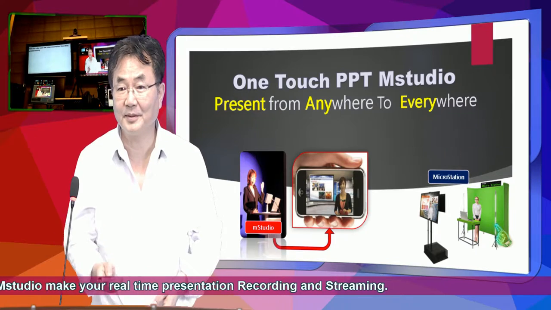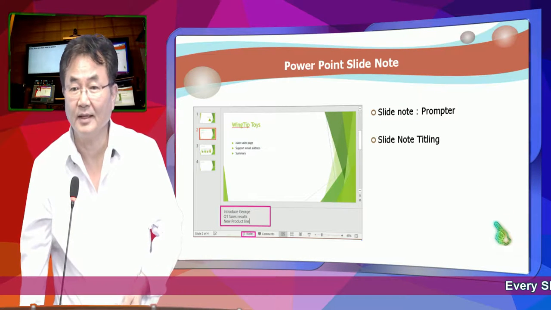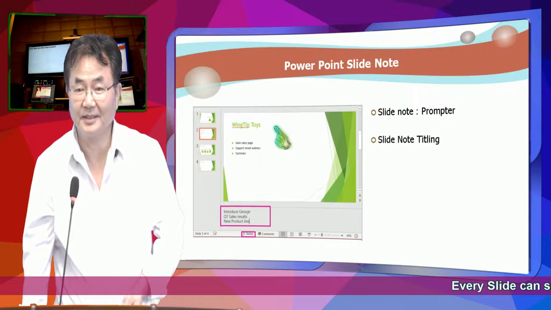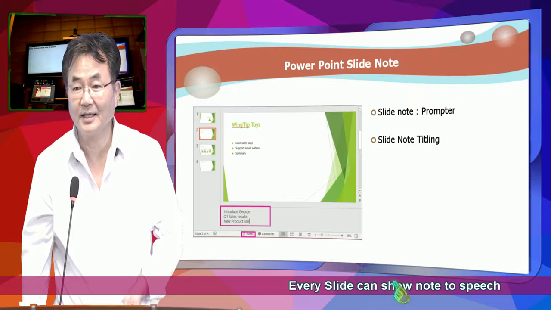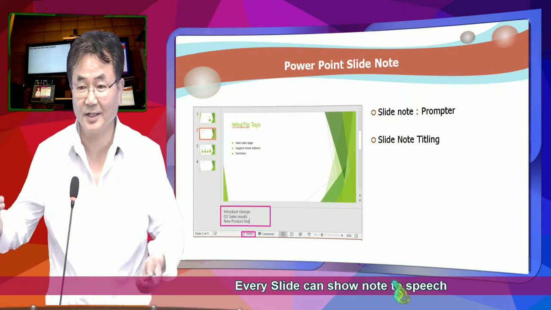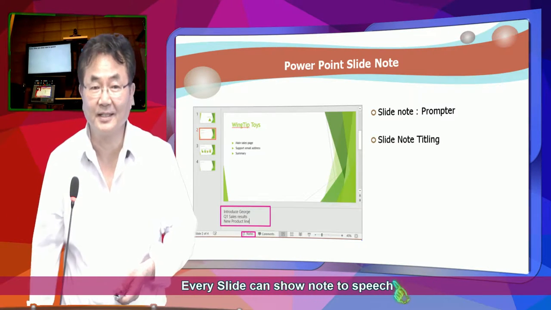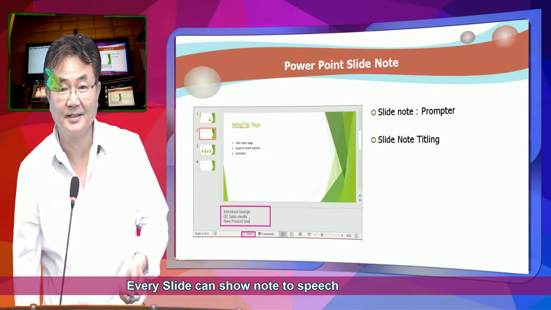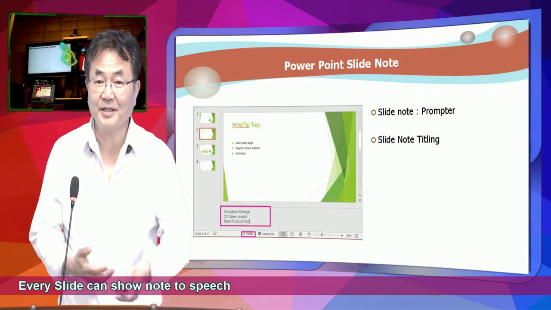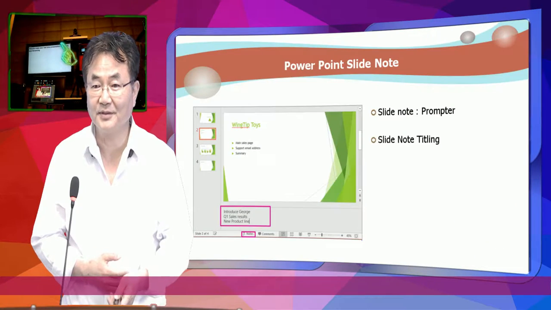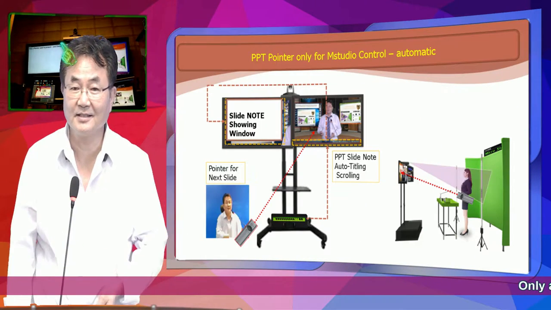When you go to the next slide, it shows the PowerPoint slide here, and the slide note we wrote comes to here. Every slide can show the note to speak. This is a recording, and at the same time you can see the same words showing over here. This is the way they record: just slide next, previous, go, and this is the MStudio output.